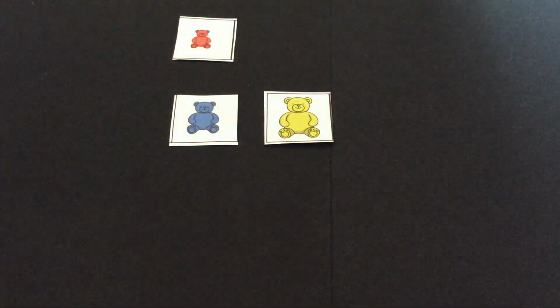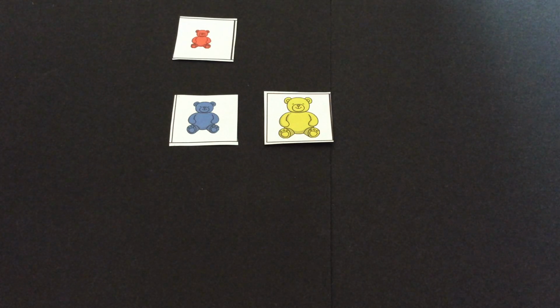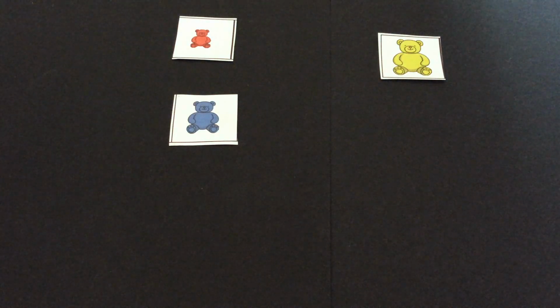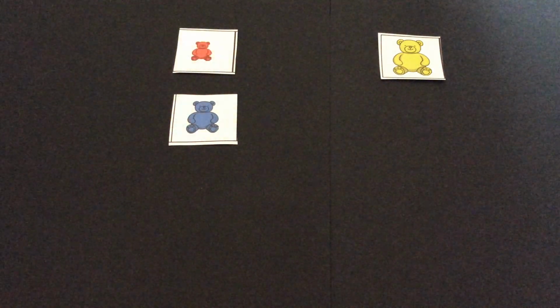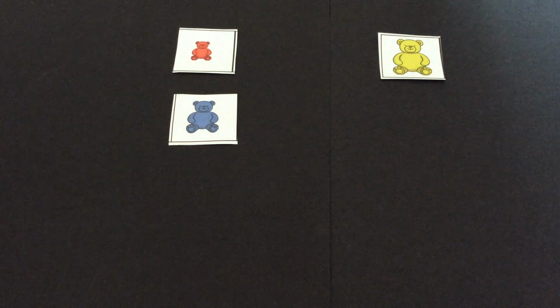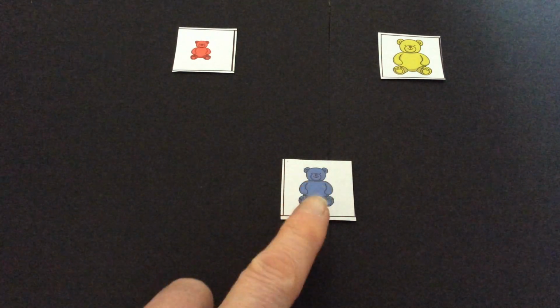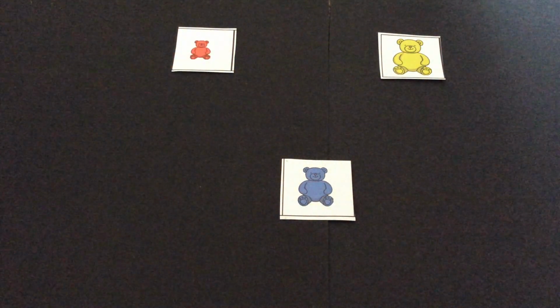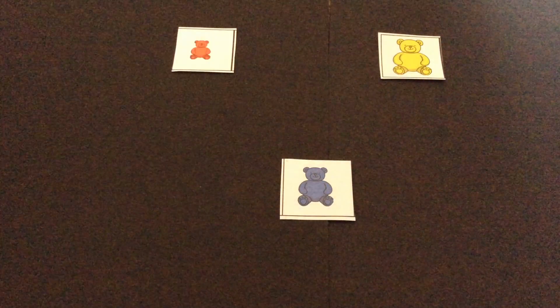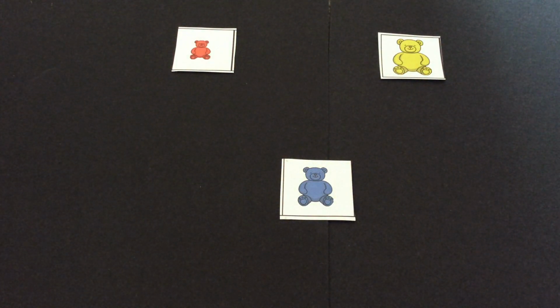And then we want to find the big bear. Which bear is the biggest bear? That's right, it's the yellow one. So he goes right at the end. So far we have the little bear and the big bear. And we have this blue one left over. I wonder where he goes. Is he little, like this one? Or is he big, like this one? Or would we say he's middle-sized?